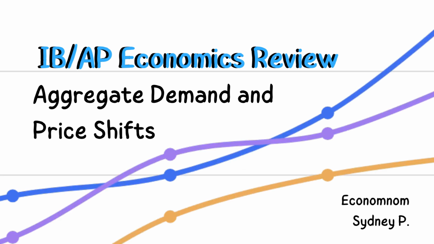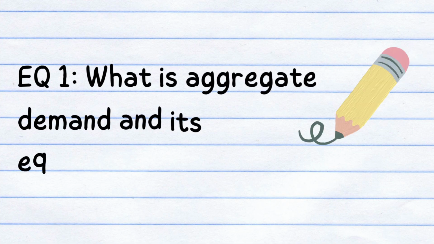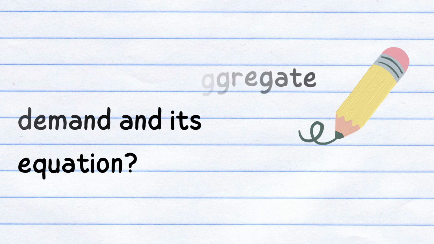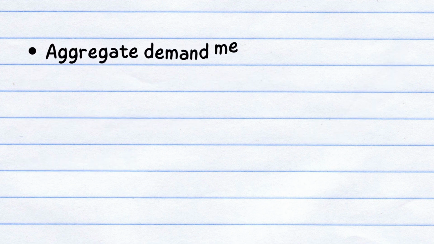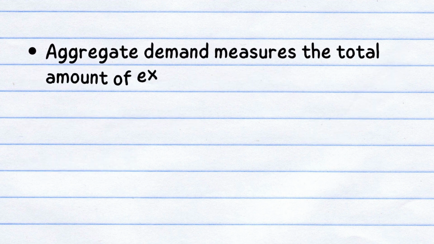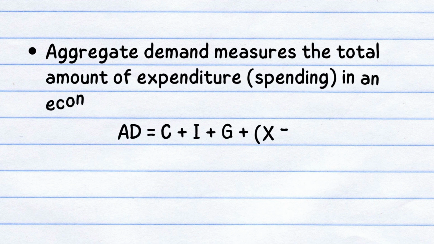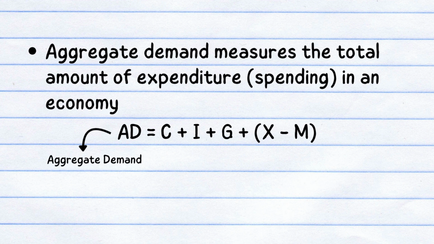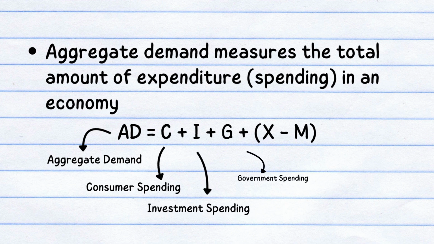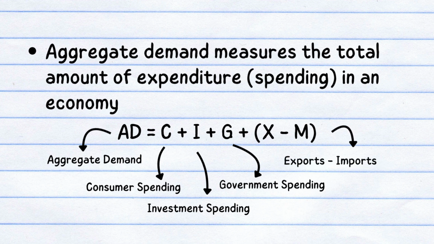Today we're going to be talking about aggregate demand and price shifts. The first thing we're wondering is, what is aggregate demand and its equation? Aggregate demand measures the total amount of expenditure or spending in an economy. And its equation is: aggregate demand is equal to the amount of consumer spending plus the amount of investment spending plus the amount of government spending plus the amount of spending on exports minus imports.